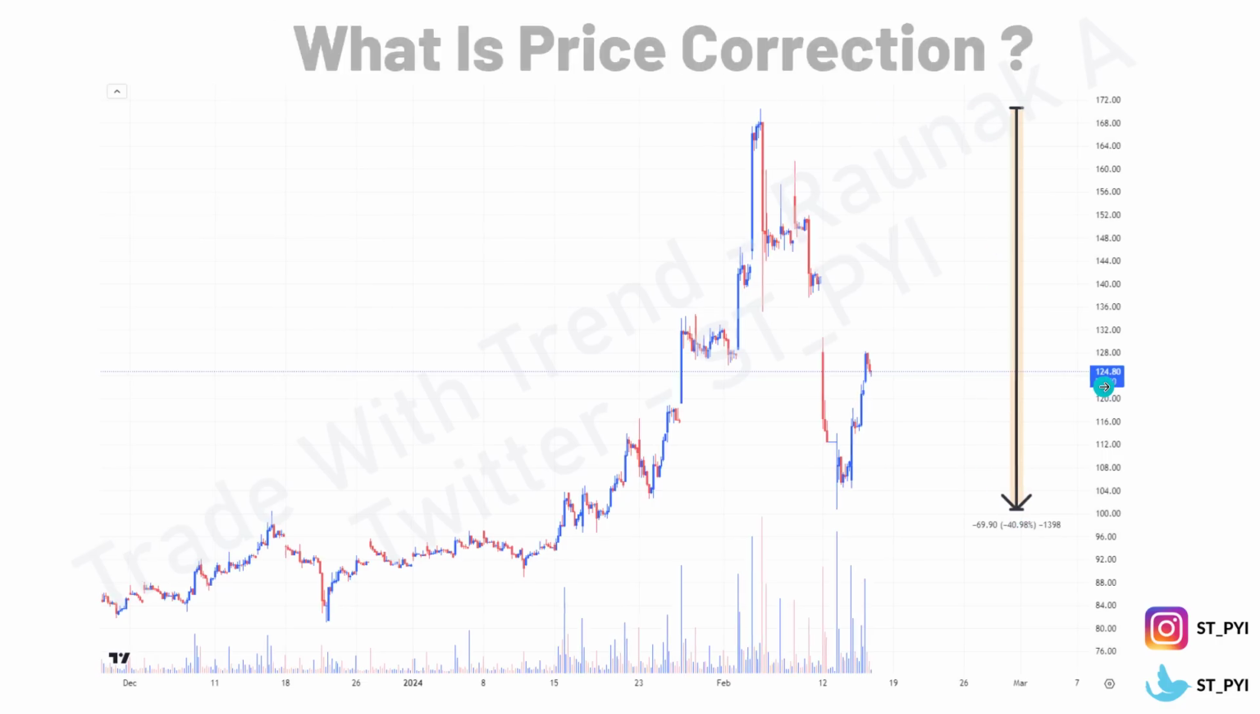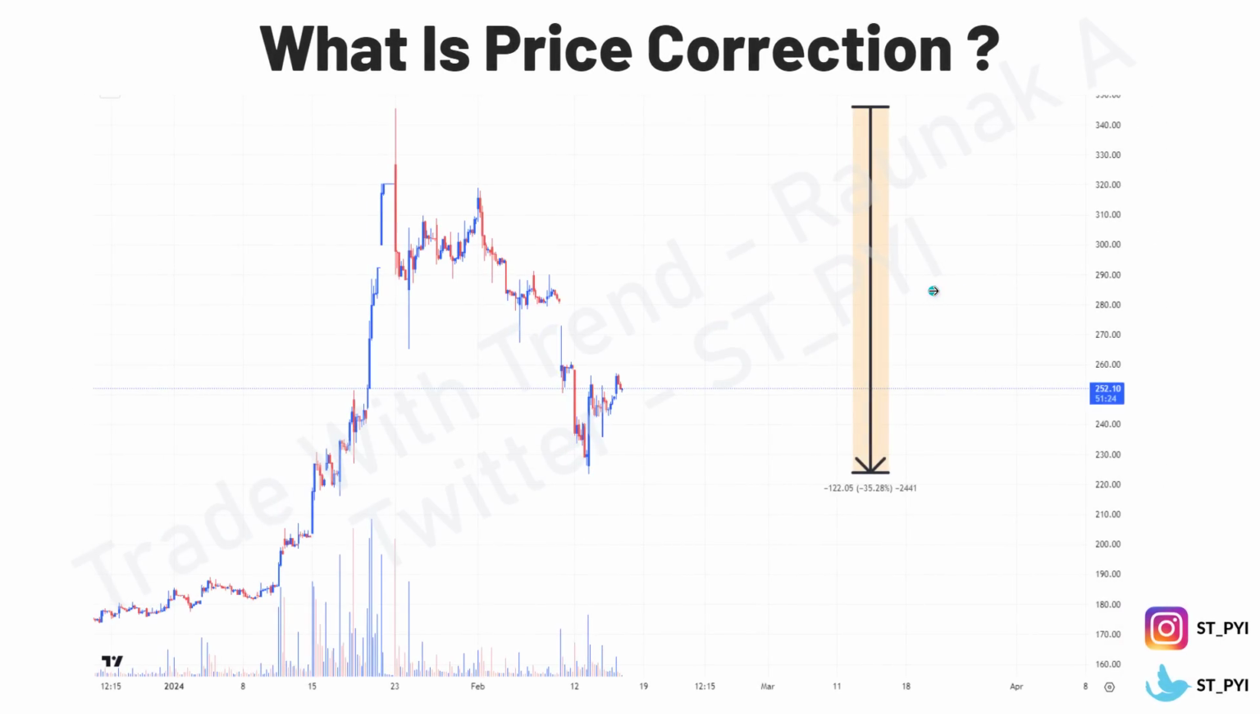There are countless examples, but I've just pulled out two examples which broadly fit the mean correction that happened. This, I think, is the chart of, if I'm not mistaken, RVNL or something. This has fallen 35%, from the top of 340 to something like 220, and this has all happened in the space of about 14 odd days.